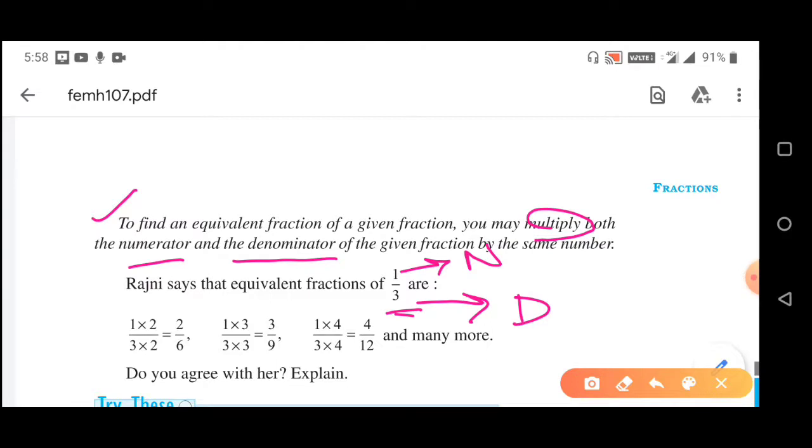So here it is given 1 by 3. 1 and 3 can be multiplied by 2, and here we will get 2 by 6. So 2 by 6 is an equivalent fraction of 1 by 3. 1 by 3 can be multiplied by 3, then we will get 3 by 9. So 3 by 9 is also an equivalent fraction of 1 by 3. 1 by 3 can be multiplied by 4. The numerator and denominator are multiplied. So here the answer is 4 by 12. So 4 by 12 is also an equivalent fraction of 1 by 3.